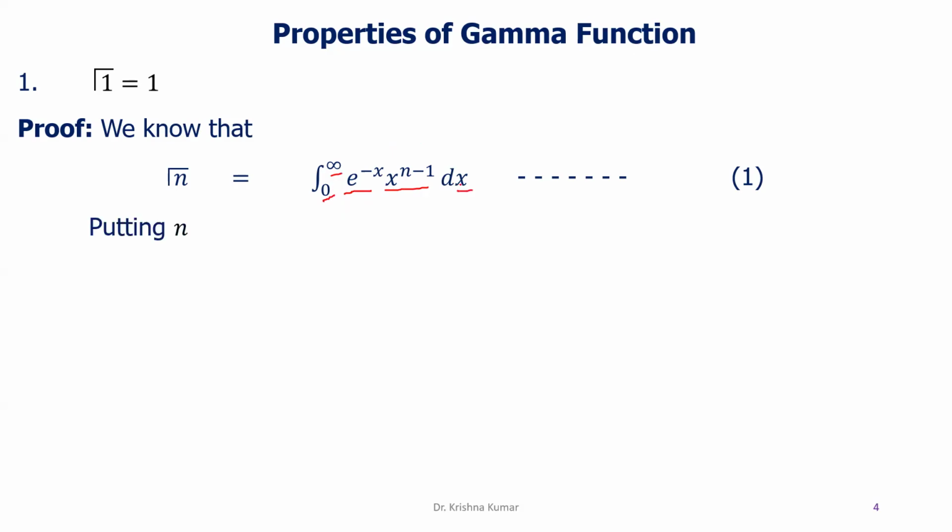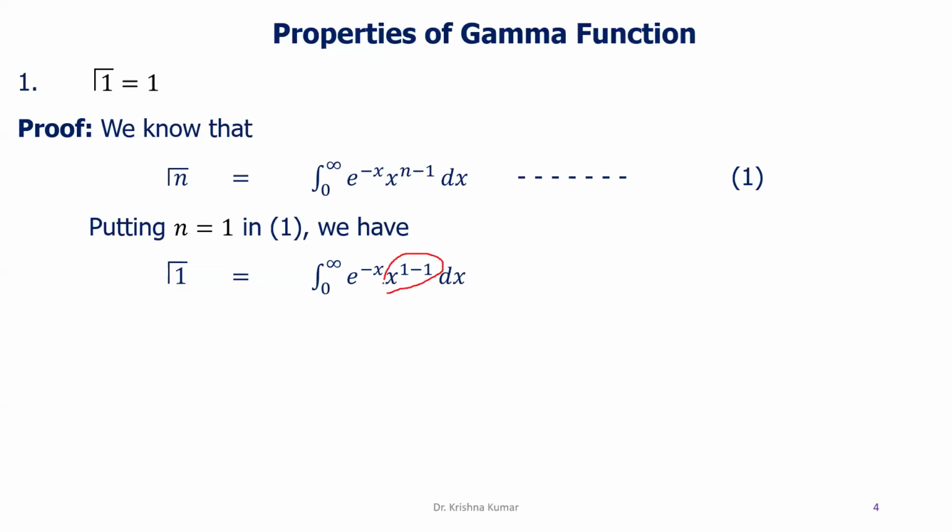Let us put n equal to 1. Then gamma of 1 is equal to the integration of e to the power minus x, x to the power 1 minus 1, under the limit 0 to infinity with respect to x. We know that x to the power 0 is 1, and the integration of e to the power minus x is e to the power minus x divided by minus 1, under the limit 0 to infinity.